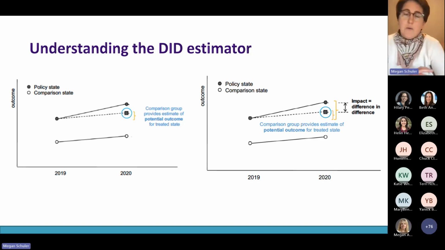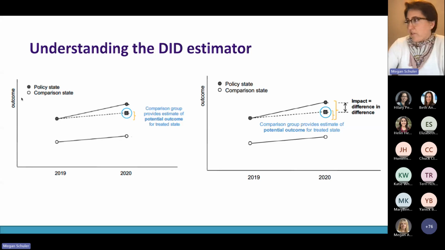Okay, so using the parallel trends assumption, we then obtain our actual diff and diff estimate by subtracting the observed pre-post difference in the comparison group from the observed difference in the policy group. So hence the name difference in differences. And again, the idea is that we're essentially isolating the true policy effect by subtracting out the secular change due to other factors that we're estimating using the comparison group.